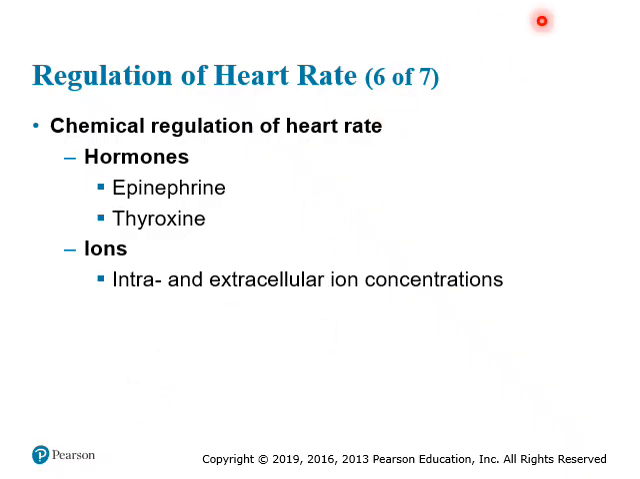Epinephrine, for instance, is from the adrenal medulla. It increases heart rate and contractility. Thyroxine increases heart rate. It enhances the effects of norepinephrine and epinephrine. Ions: you have intra and extracellular ion concentration. For example, your calcium and potassium must be maintained for normal heartbeat function. Imbalances of these ions, potassium and calcium, are very dangerous to the heart.